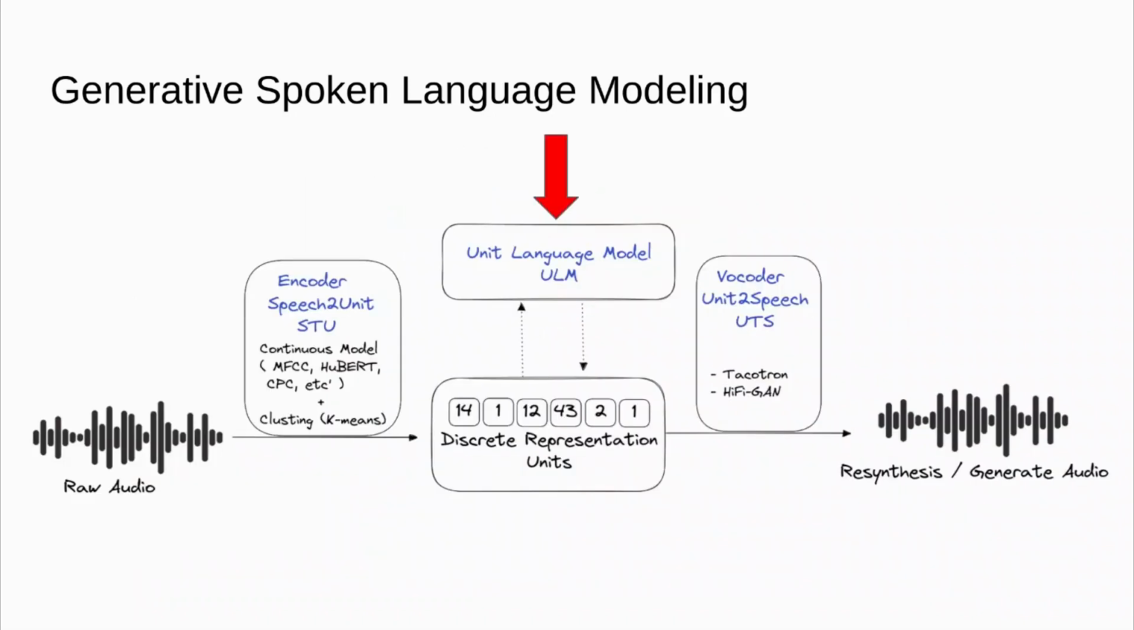The second step, unit language model, is a standard language model that gets the discrete units as input and can be used to generate speech, conditionally or unconditionally. The last step, unit to speech, converts the discrete speech representation back to speech. In this work, we do it using a unit-based vocoder using HiFi-GAN.